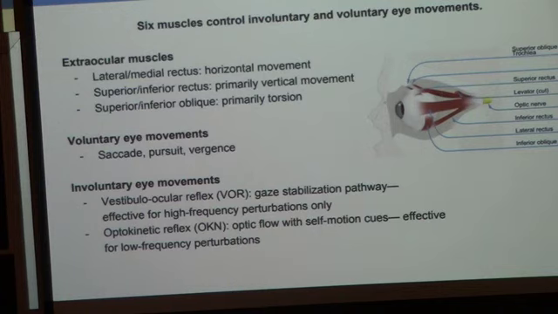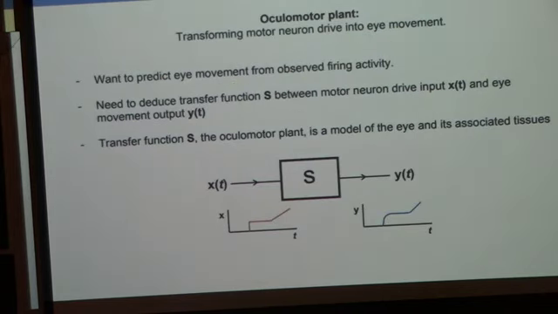And so in order to model the VOR, we'll first model the oculomotor plant, so ocular, eye motor muscles. So how does eye movement take place? So the oculomotor plant, and then we'll model the vestibular system, and then pull that together for the vestibulo-ocular reflex. So to get started, let's mathematically model the oculomotor plant. So how do we have eye movements? So we have a certain X(t), which is basically the motor neuron drive input, and we have a certain Y(t), which is the eye movement output.